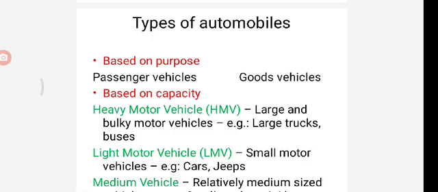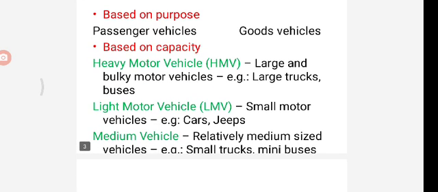So, types of automobiles. Automobiles are divided into many types according to their categories. First, it is based on purpose, for example, passenger vehicle and goods vehicle. What is the purpose of a passenger vehicle? It is for transportation of passengers, to carry them from one place to another. The purpose of the goods vehicle is to carry goods from one place to another, one state to another. So it is divided into two types, the passenger vehicles and goods vehicles.